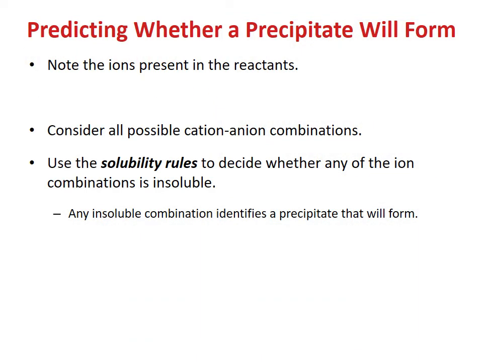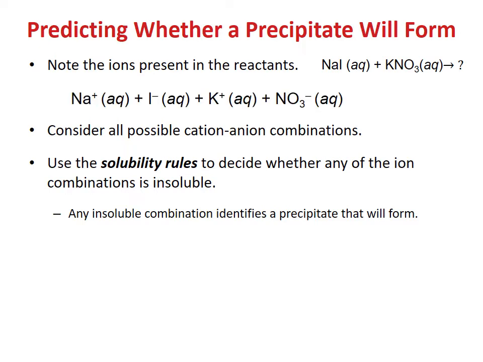Here are the steps to predict whether a precipitation reaction will occur. First, note the ions present in the reactants. For example, if we mix sodium iodide and potassium nitrate, these two ionic compounds are both highly soluble. So they will ionize, or dissociate, into sodium ion, iodide ion, potassium ion, and nitrate ion. So these are the ions present in the reactants.